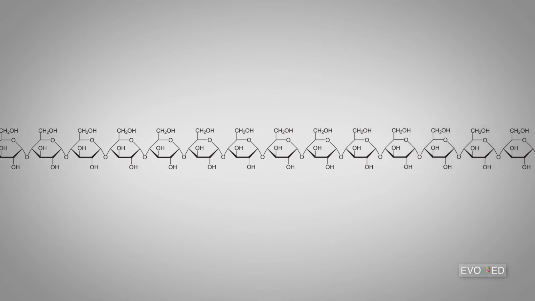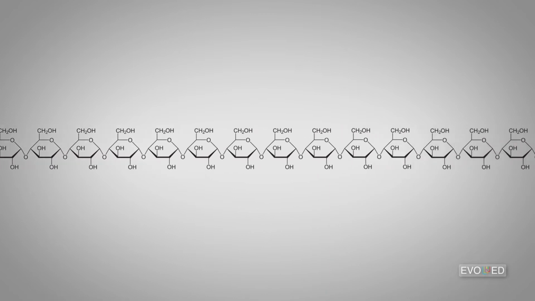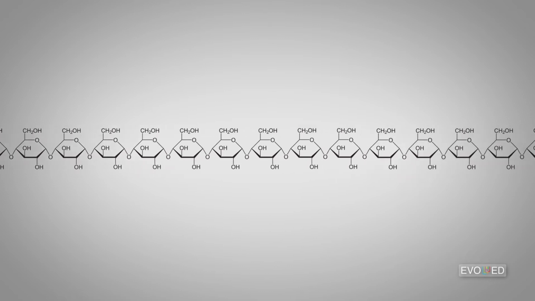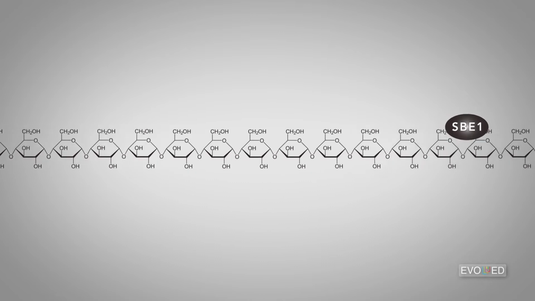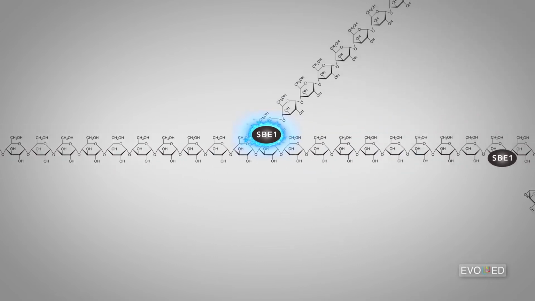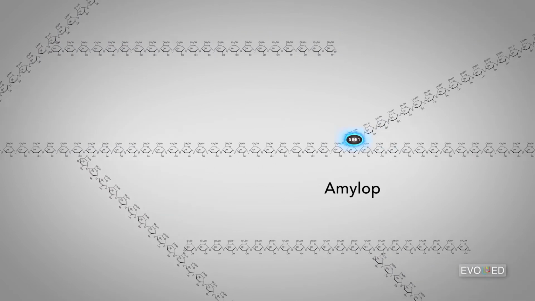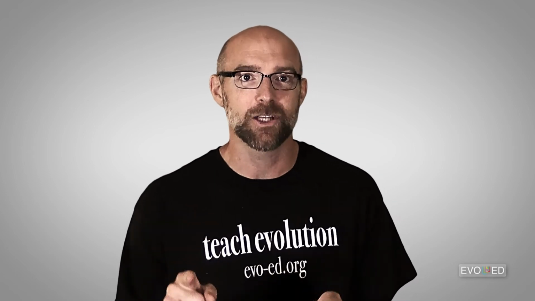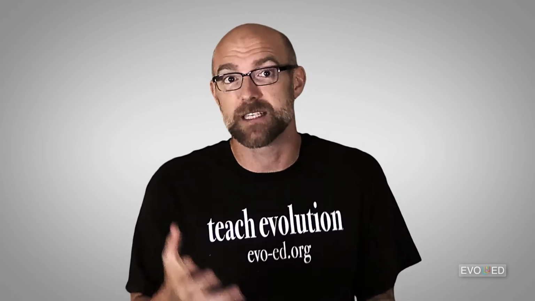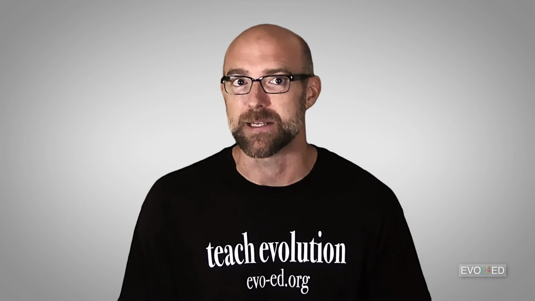It's pretty stable, and it's a really effective way for plants to store chemical energy. Amylose, however, can interact with a molecule called the starch branching enzyme, or SBE1, to form branched or complex starch. It's called amylopectin. So now that we know this, let's take a look at the sugar and the starch that's found in round and wrinkled peas.